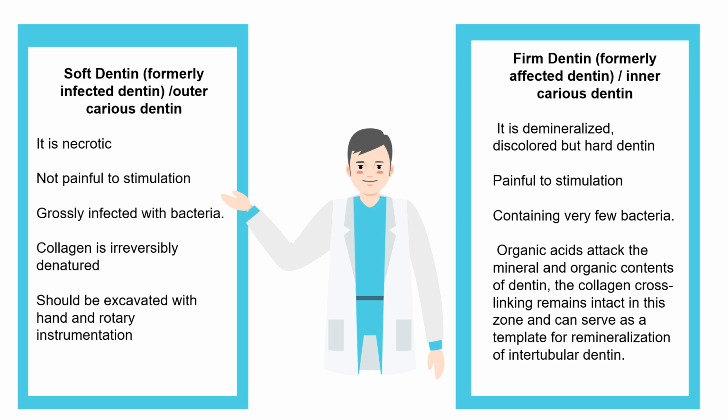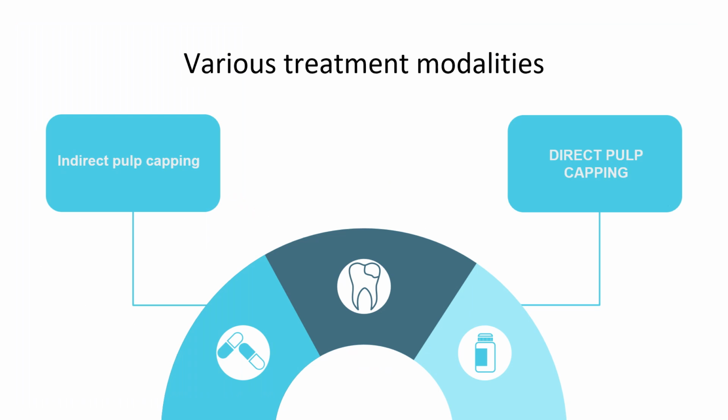Moving on to the firm dentin, it is a demineralized, discolored dentin which is hard in texture, but it is painful to stimulation. It contains very few bacteria. The organic acid attacks the mineral and the organic contents of the dentin, and the collagen crosslinks in this dentin remain intact, which can serve as a template for remineralization, so that this dentin can be left on the tooth.